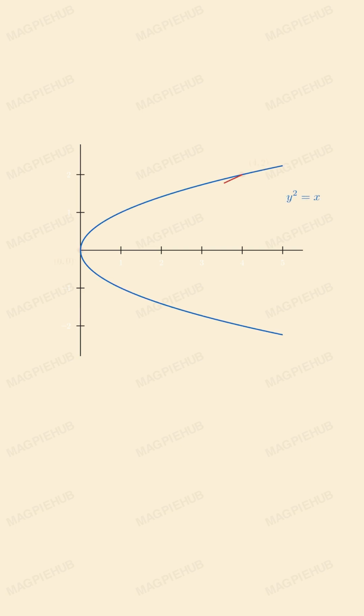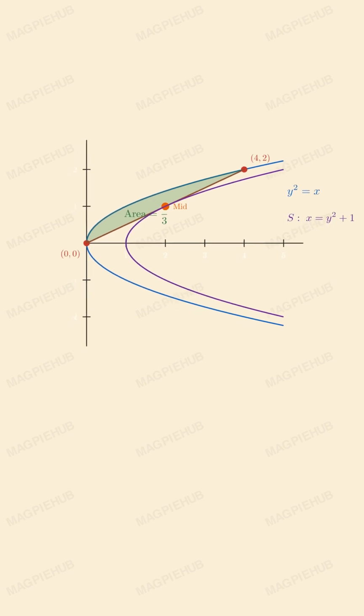We draw a chord from one point to another on the parabola such that the area enclosed between the chord and the parabola is exactly 4/3. The midpoint of every such chord traces out a locus, which we call S. As we will show, this locus is the curve x equals y squared plus 1.